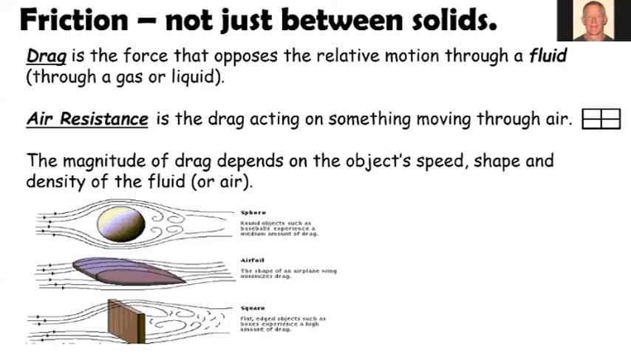So here's some shapes, right? We have a ball, we have an airfoil like a wing, we have just a block of air that would be kind of like your hand. They all will have different amounts of air resistance. The square block would have the greatest, the wing would have the least amount of drag or air resistance.